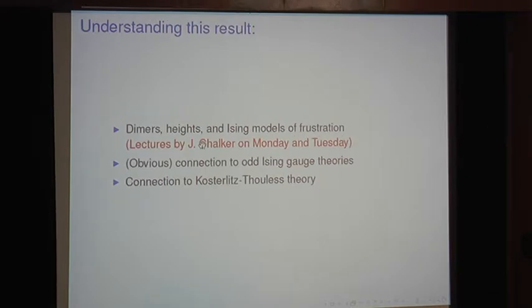So, before I go to the subject of the talk, let us just try and understand this result using things you have learned in the lectures earlier. And also let us make some small comments about some obvious connections to Ising gauge theories that connect to Diptiman's talk and some minor review of Kosterlitz-Thouless theory. Let us just talk about these things.